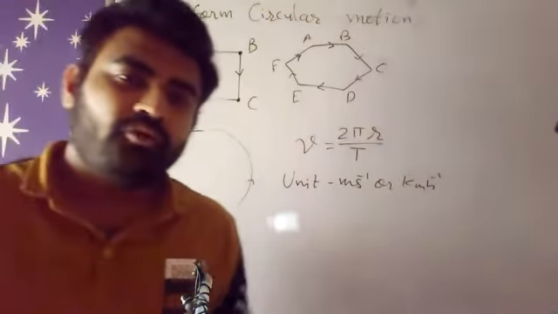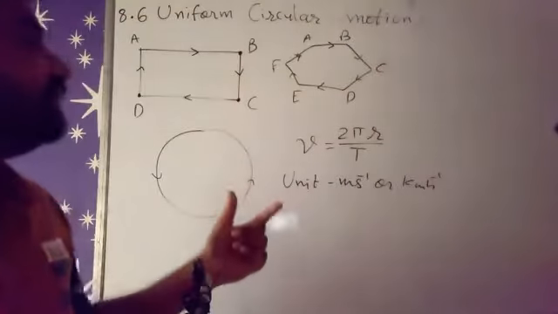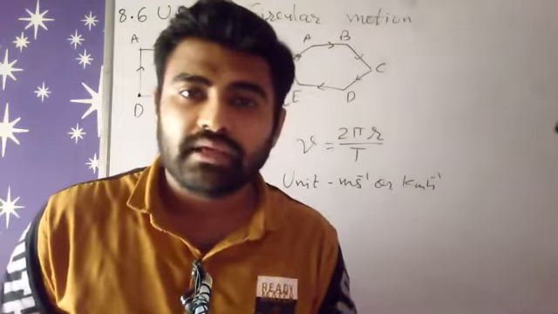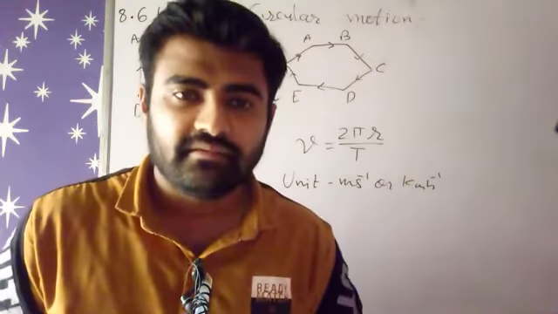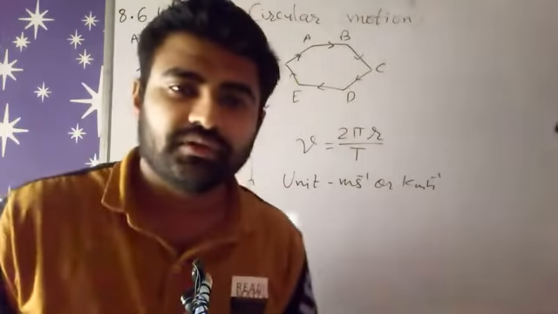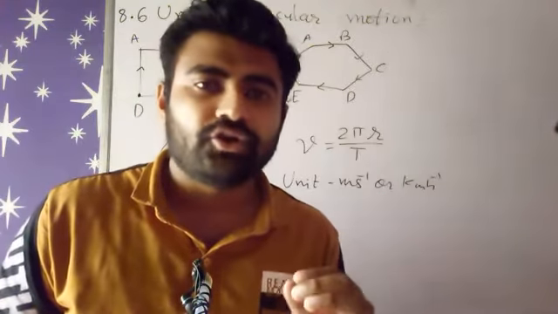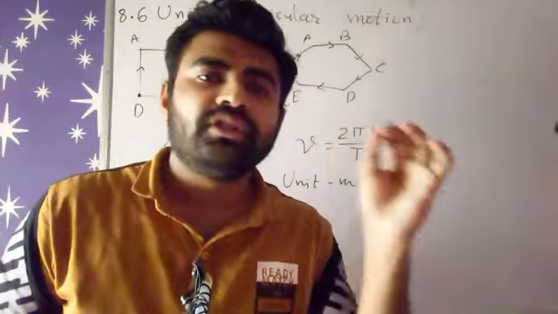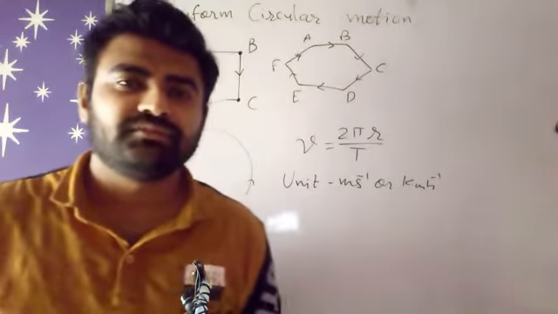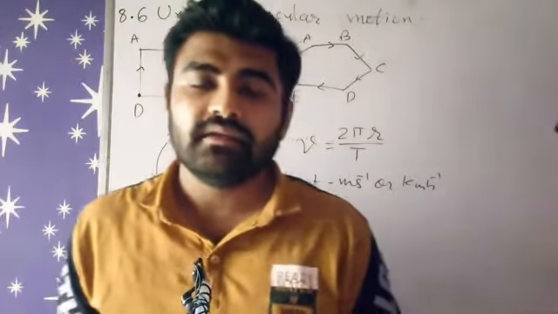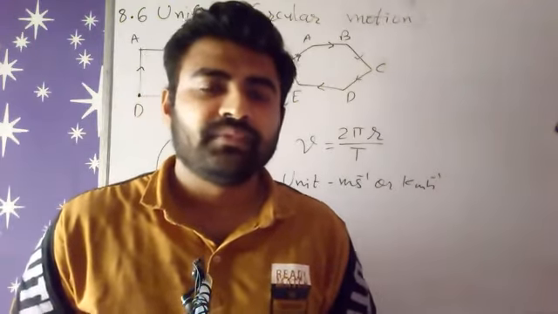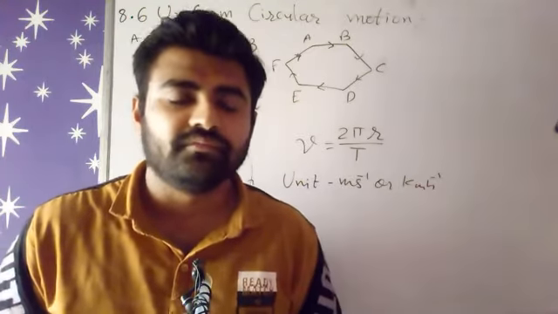There are so many examples of uniform circular motion. For example, a fan: a fan is rotating about some particular axis, so it has uniform circular motion. Like an electron revolving around the nucleus, it also has uniform circular motion. Similarly, the earth is moving around the sun in uniform circular motion, right? So these are examples of uniform circular motion.